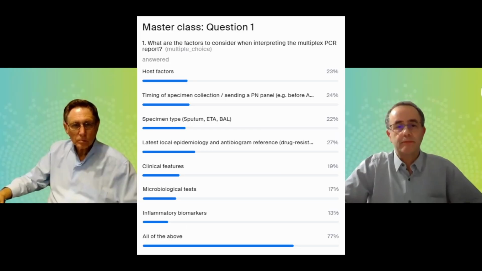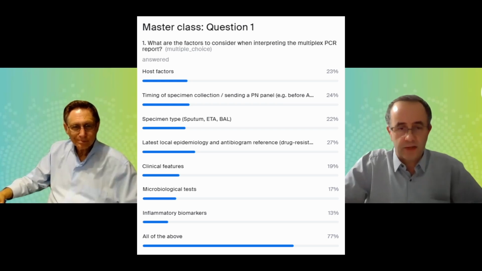Now we can move to another interesting part. This is the interactive poll question. We will have a total of 5 poll questions. If I can have the first question on the screen. So here you have it. The first one is about the factors to consider when interpreting the multiplex PCR report. As you see below, you have multiple possible answers.